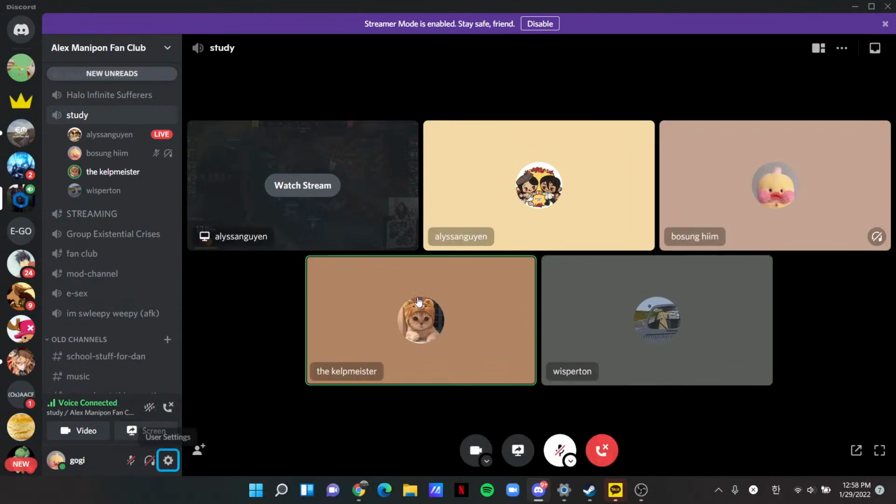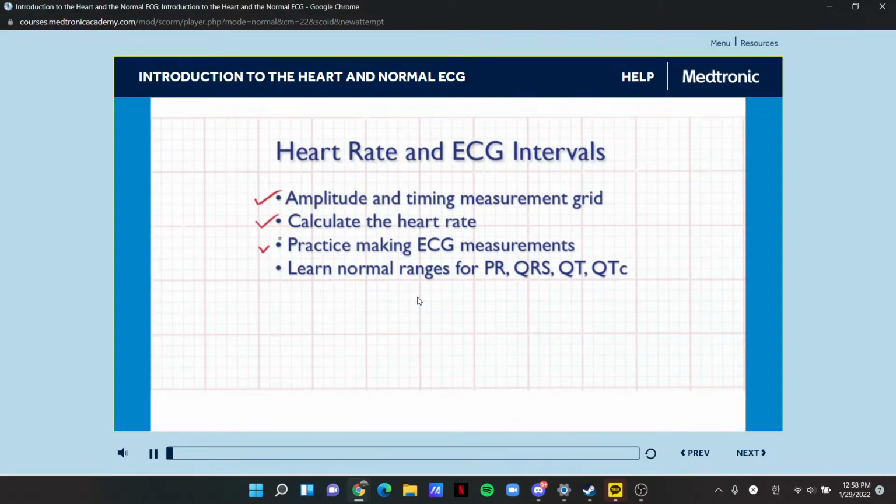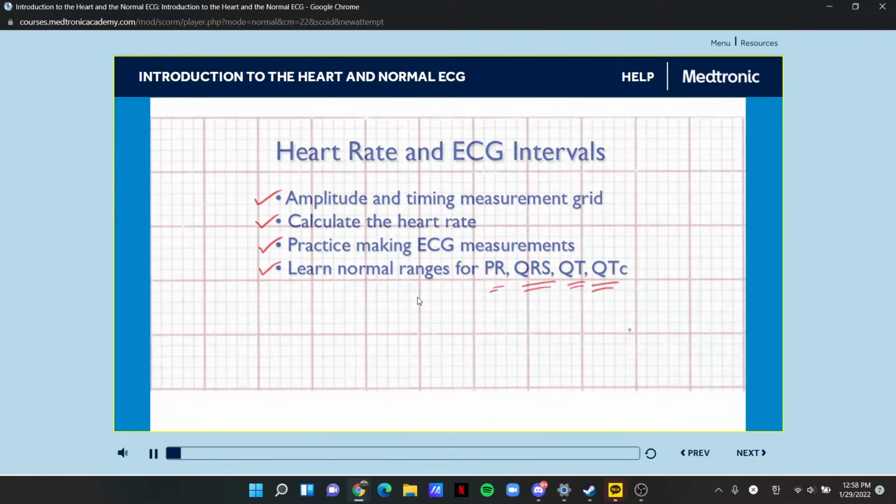We'll practice making ECG measurements, and we'll learn the normal ranges for the PR interval, the QRS duration, and the QT interval. We will also learn how to calculate the corrected QT interval, or QTC.